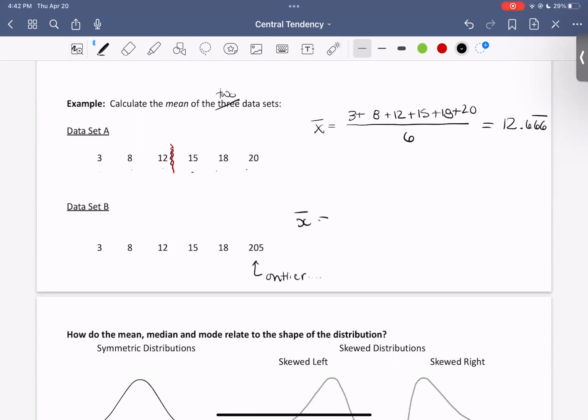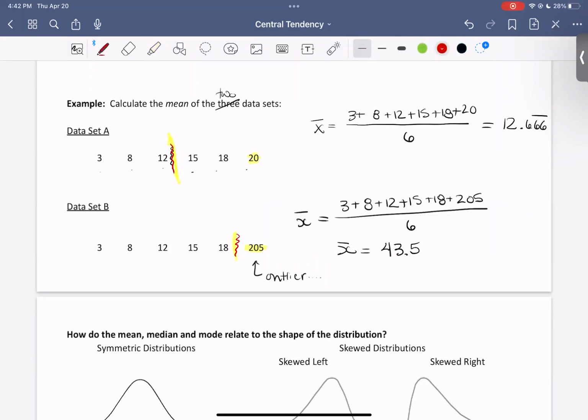So we can compute x bar now as the sum of 3 plus 8 plus 12 plus 15 plus 18 plus 205. And again, we have 6 data values, so we're going to divide by 6. So now if we type that into our calculator, we should be getting something like 43.5. So notice now where that mean lies on our data set. It's somewhere up here. So we can observe that this outlier here had a pretty big effect on our mean.